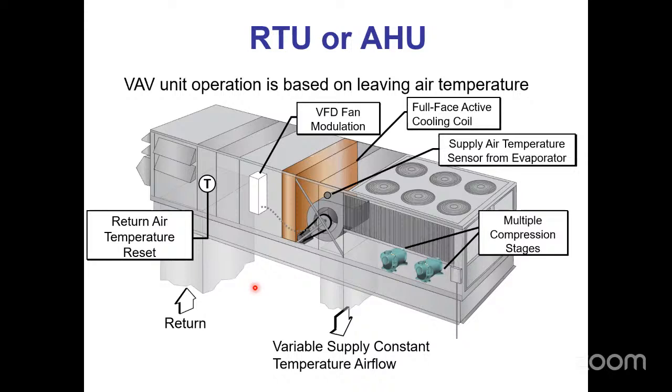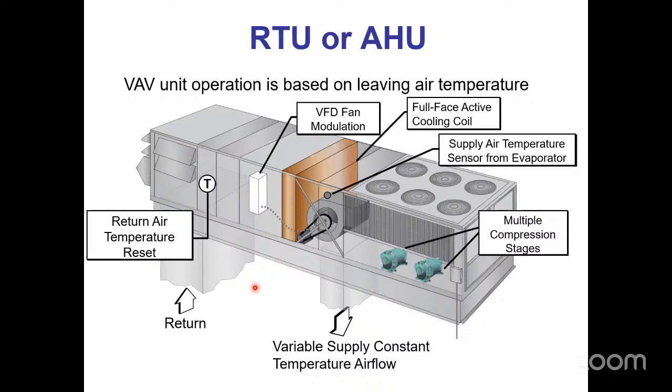Modulating chilled water valve gives me nearly infinite capacity control. It would be the best way to do it from a control and comfort standpoint. But not every building gets a chiller, right? So that's not always going to happen. So if you're going to do it with DX, direct expansion systems, you have to have lots of stages of compression. How much is lots?